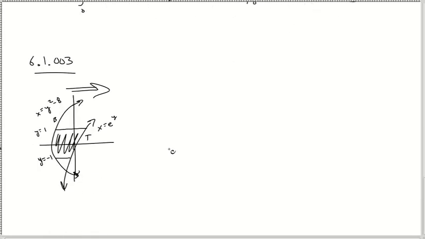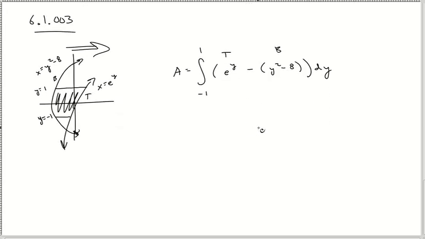But let's just do this thing. So I got my top, I got my bottom, and let's put it all together. Area is going to be equal to integral from -1 to 1 of my top, which is e to the y, that's my top, minus the bottom, which is y squared minus 8, that's my bottom, dy, not dx, it's dy, because we're using y's and stuff like that.